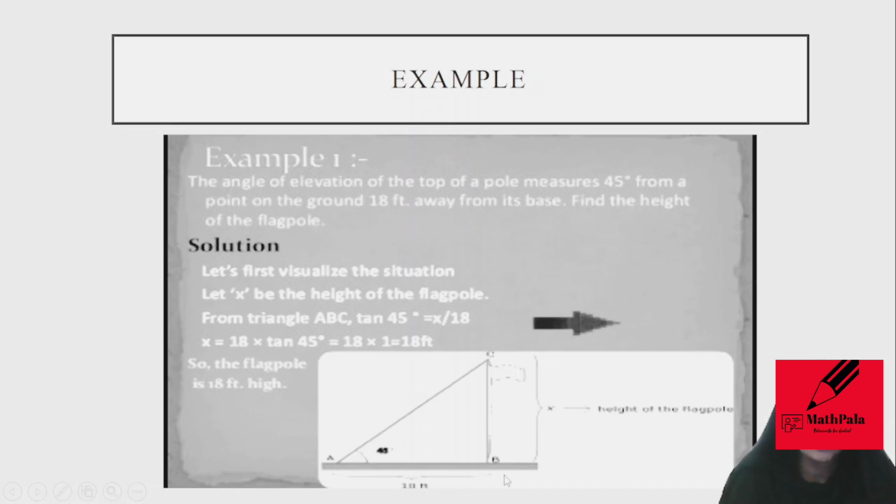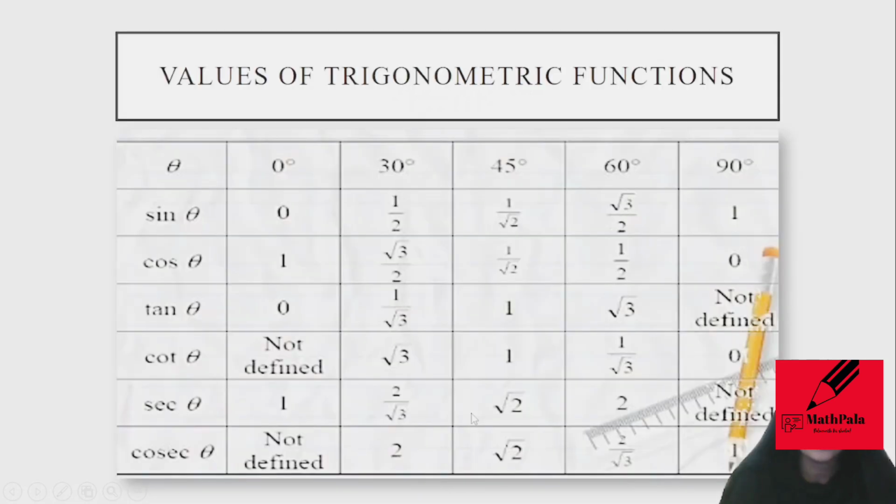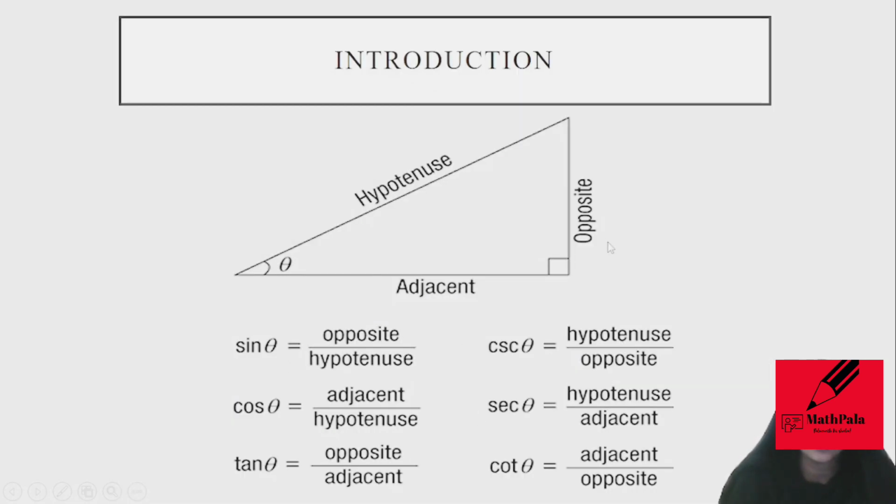Here the value of AB, which means the base or adjacent value, is given as 18 feet. The angle is also given. We need to find the height, or we can say the opposite side. So which formula will we apply? We will apply tan theta. Why? Because we need to find the opposite side, the adjacent is given and theta is also given.